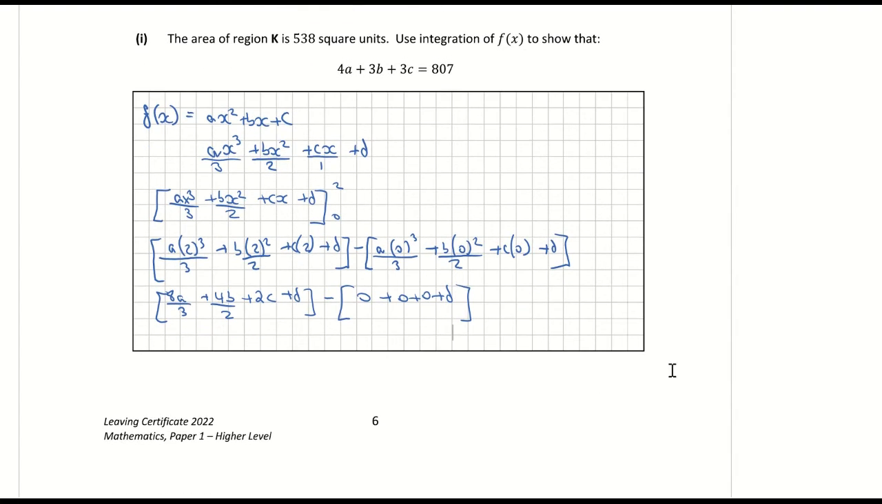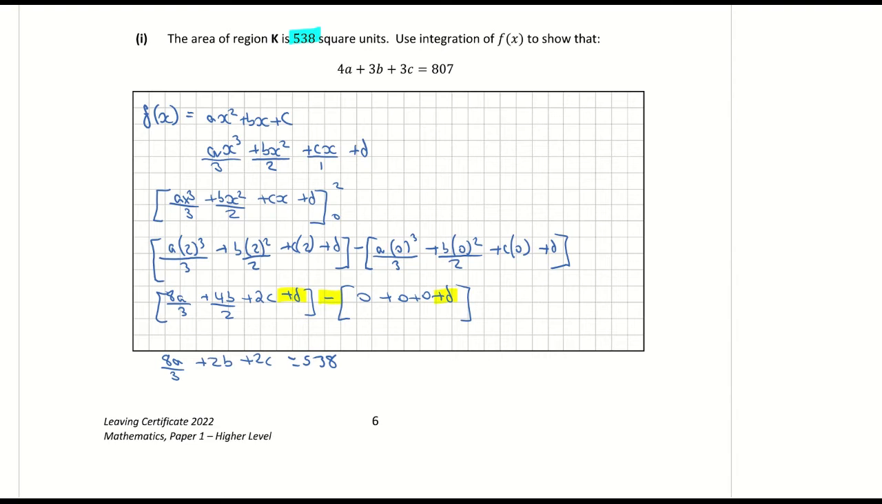And tidying all this up now a little bit, that'll give me 8a over 3 plus 2b plus 2c. And if you look at this part here, this d subtract d will cancel out. So d take away d is 0d. So I'm just leaving myself with 8a over 3 plus 2b plus 2c. And that is equal to, the question tells me that the area is equal to 538. So I'm letting that equal to 538 now.